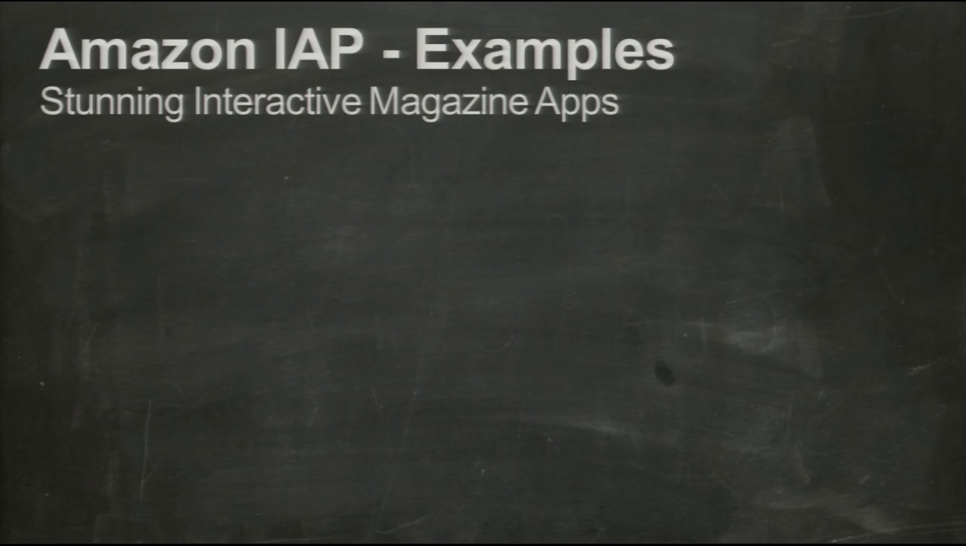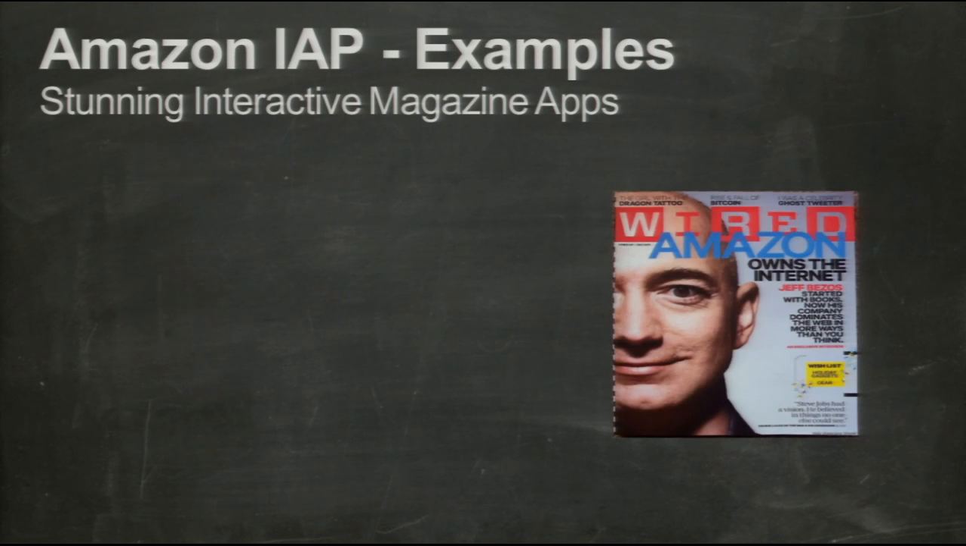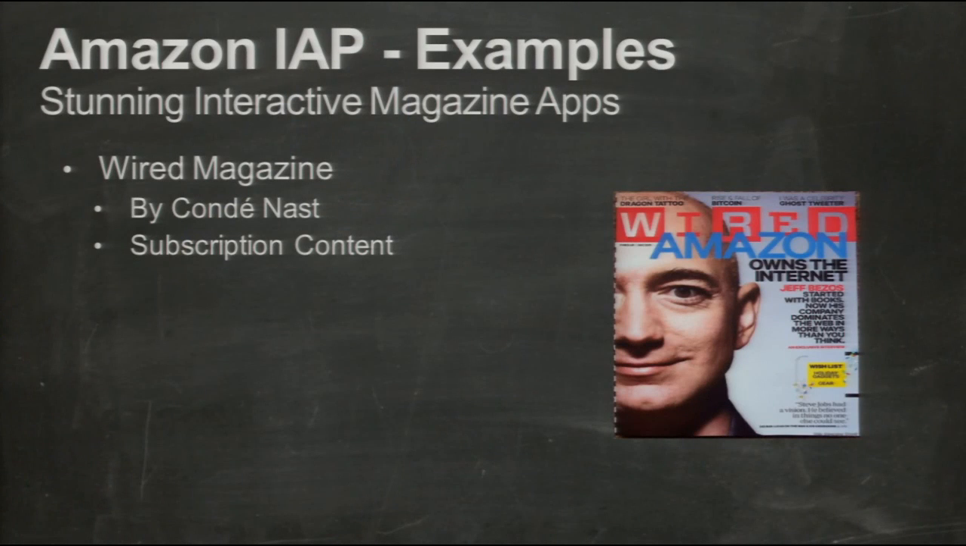So just a couple of examples to take a look at. Wired magazine, stunning digital content. A lot of it is interactive. It's not just taking the physical pages from the printed edition and slapping them on a tablet. There's much deeper engagement for the users to consume content via Wired magazine. This is done by Condé Nast. And the IAP feature that they use is subscription content. So you subscribe to the Wired application, you're periodically rebilled as a customer. You don't have to do anything, and you get all of the latest content as it becomes available.